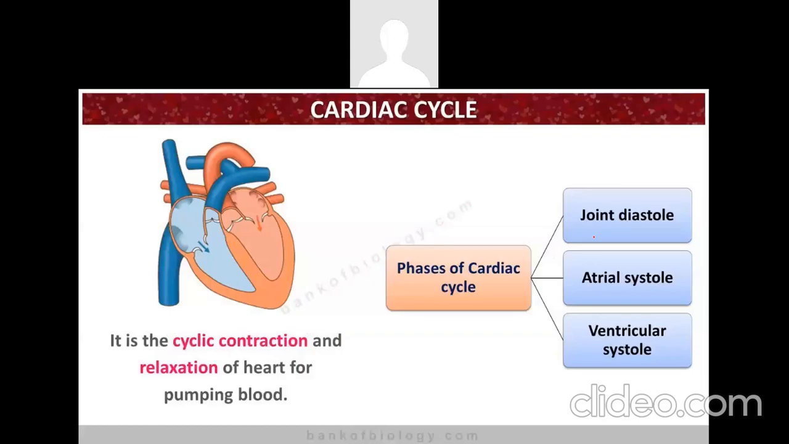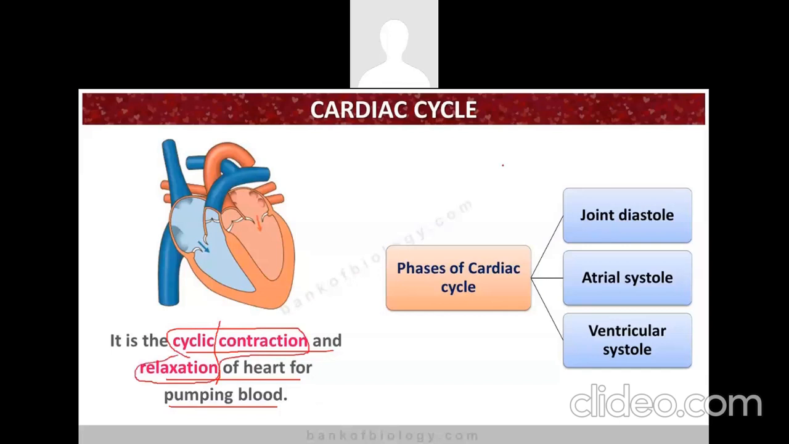The cardiac cycle is the cyclic contraction and relaxation of the heart for pumping of blood. Blood has to be pumped from the heart, and that blood has to reach all the organs inside the human body. And if that has to be done, the heart has to contract and relax. So the cyclic contraction and relaxation of the heart for pumping of blood is called the cardiac cycle.